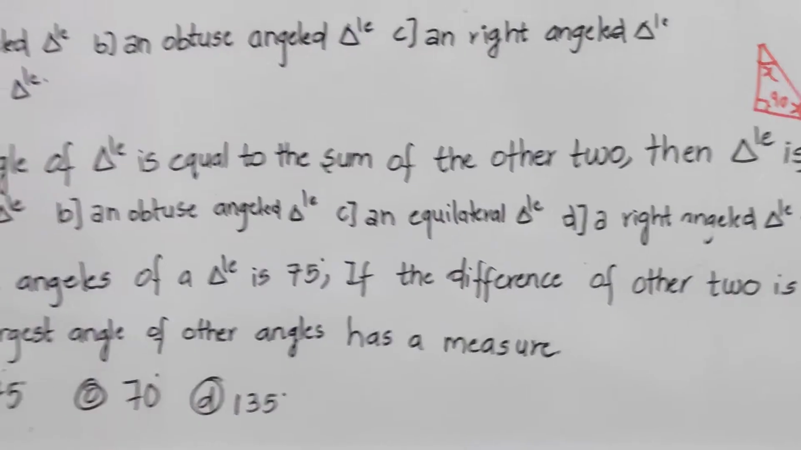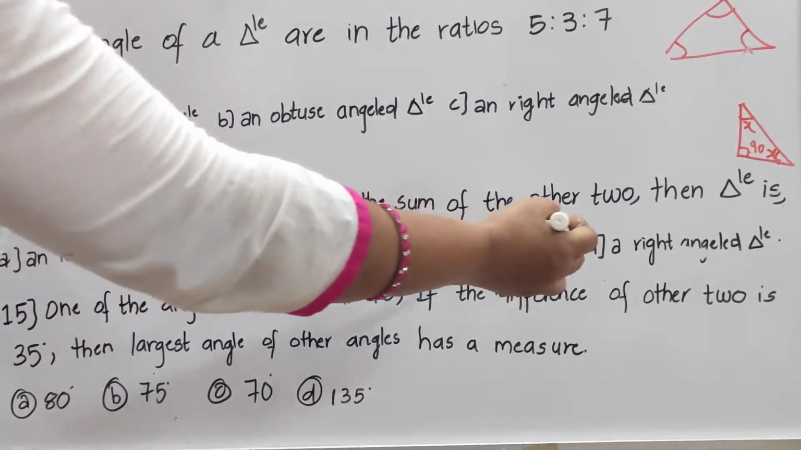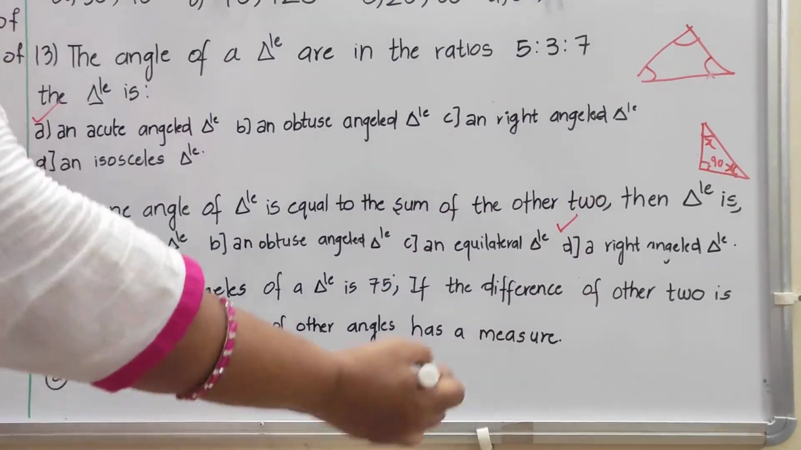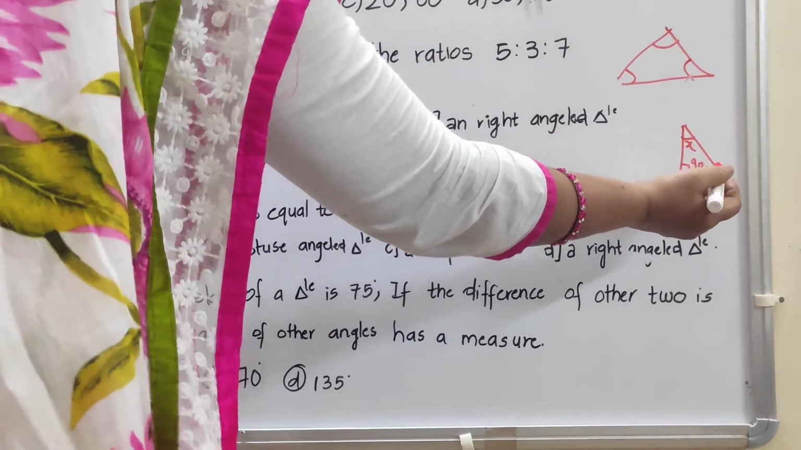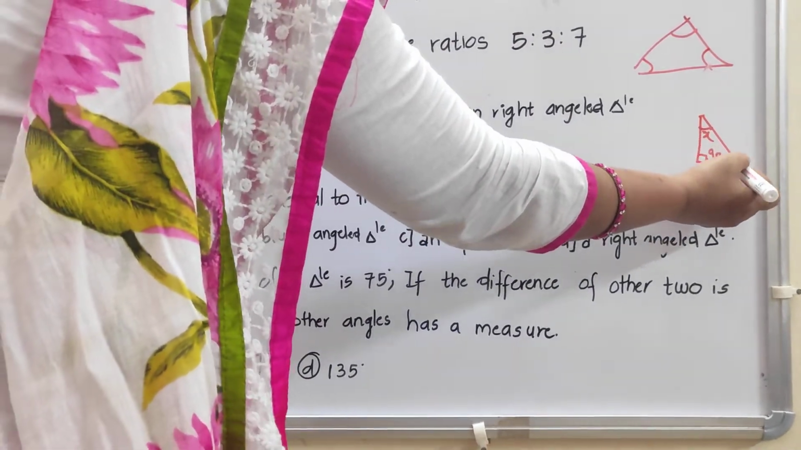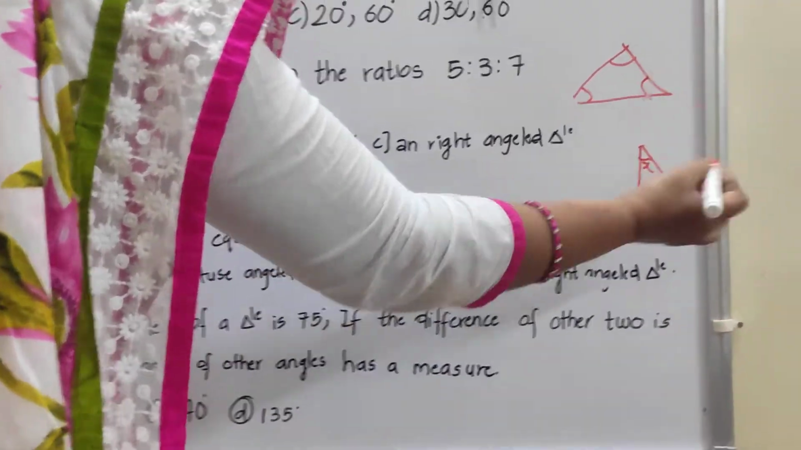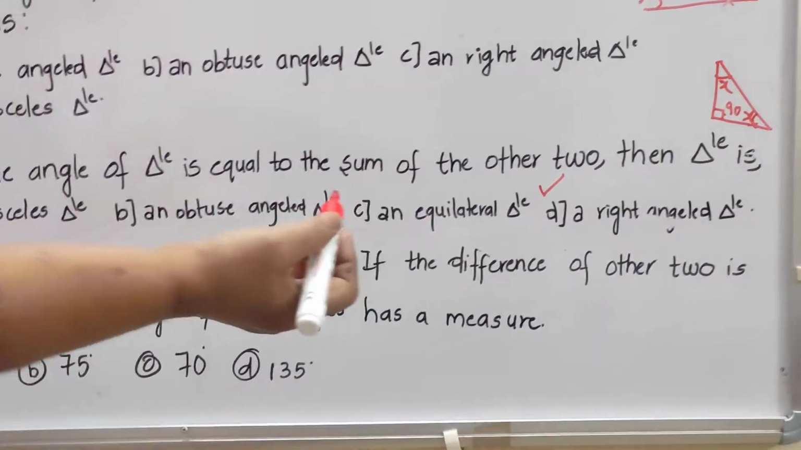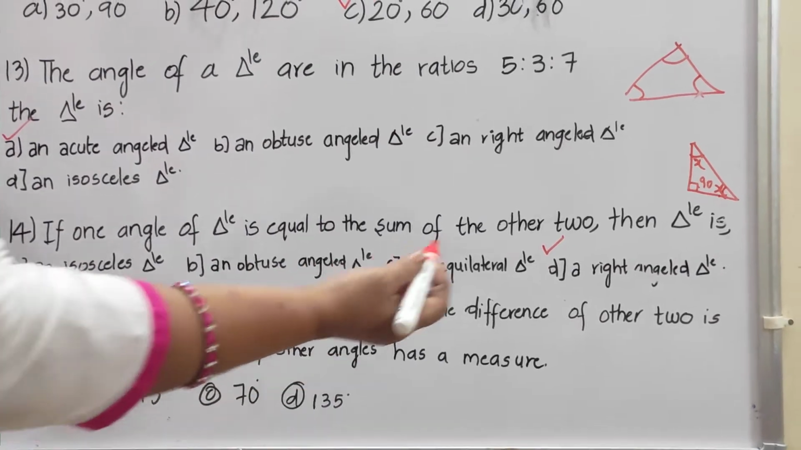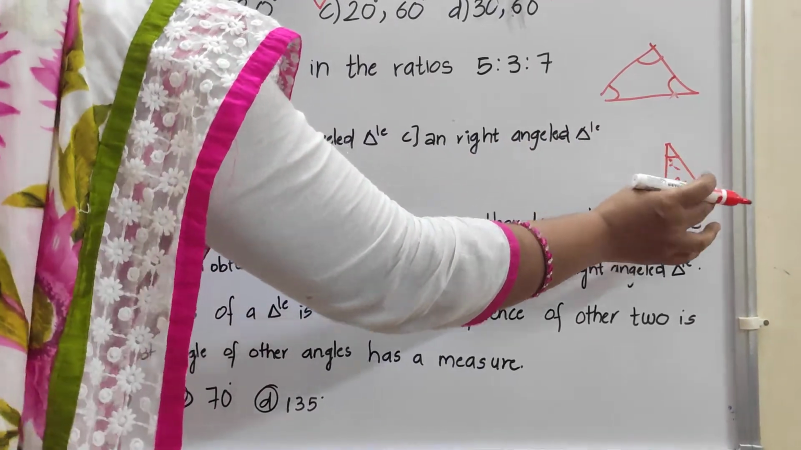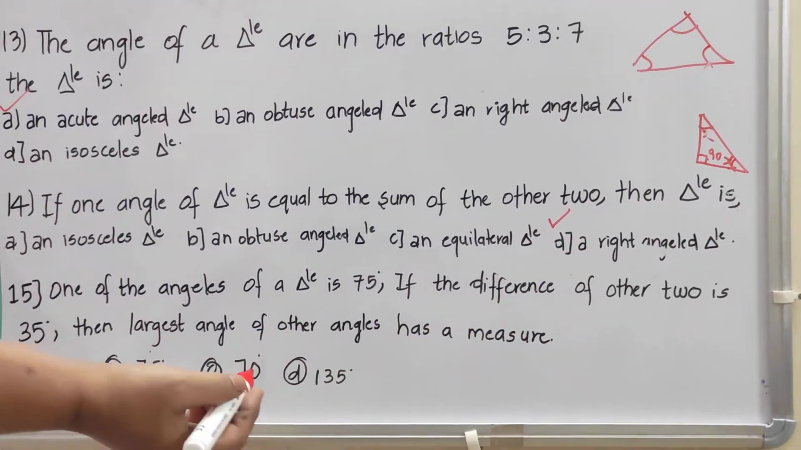So in a right angled triangle, you can say 90 plus another two. I have taken x, it can be x, 2x, something like that, any other value. This will be 30, this will be 60, something. So 30 plus 60 plus 90 is 180. So you can call any angles here. So it is a right angled triangle.